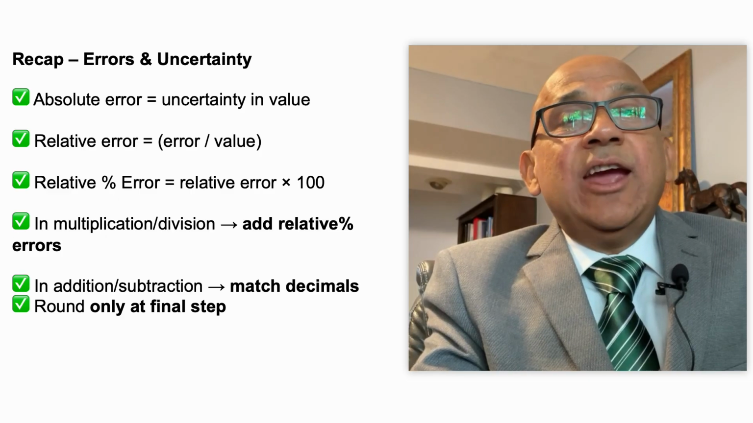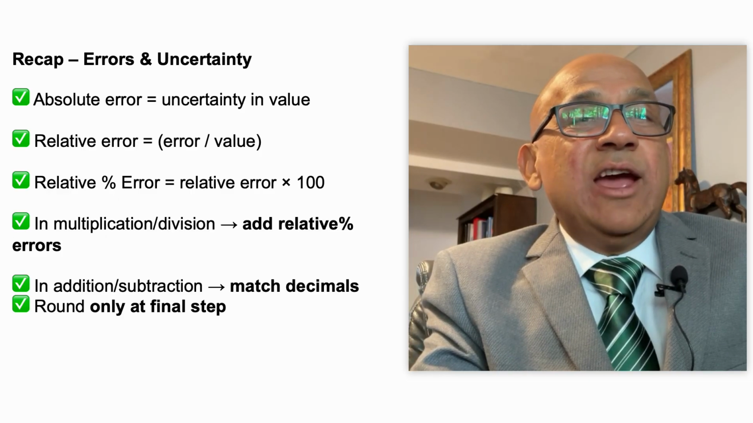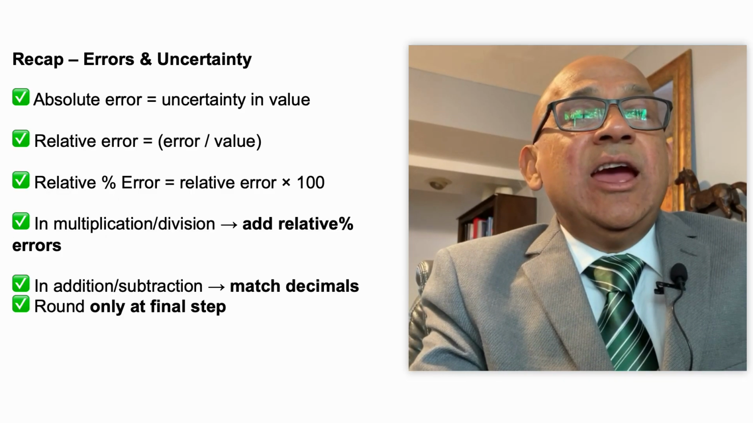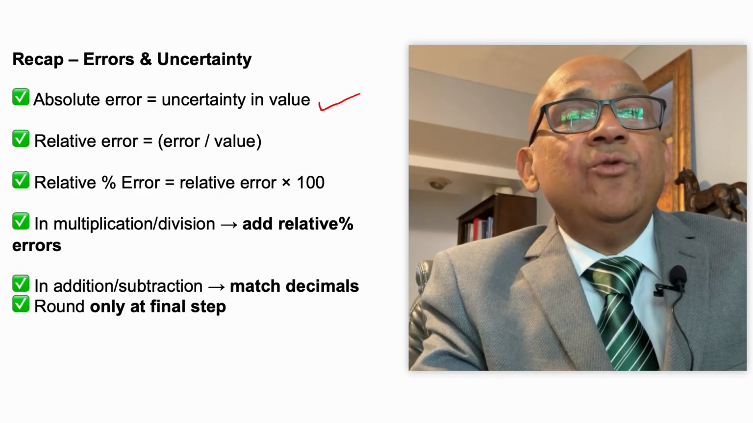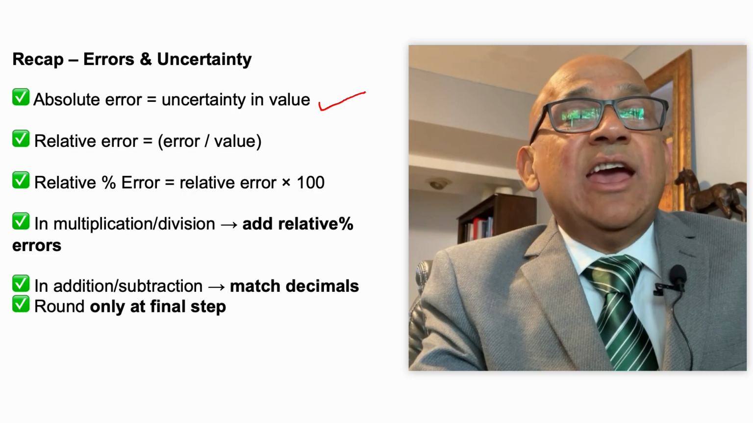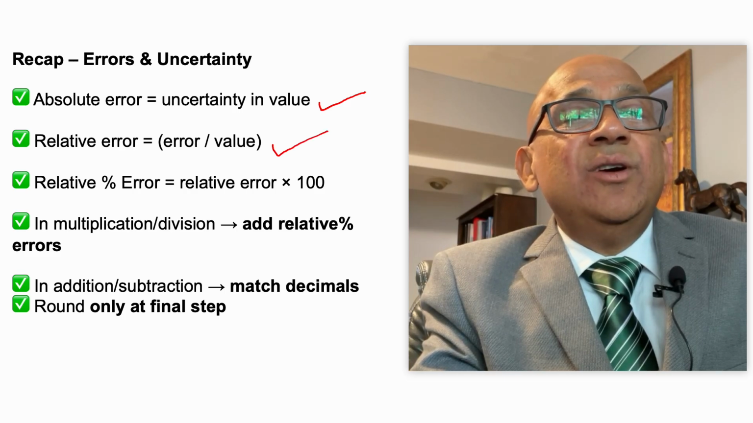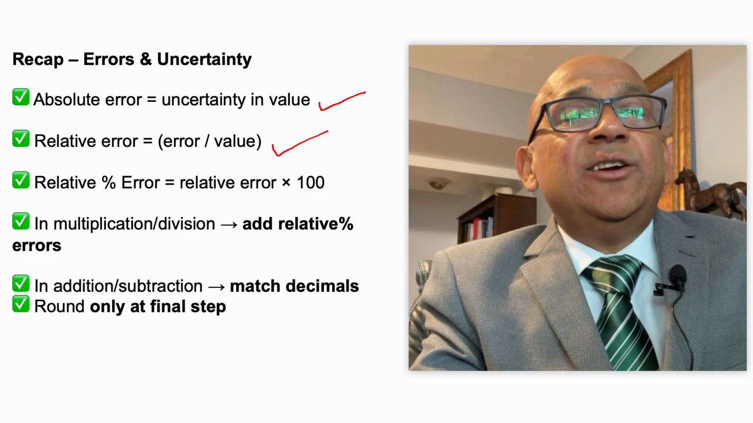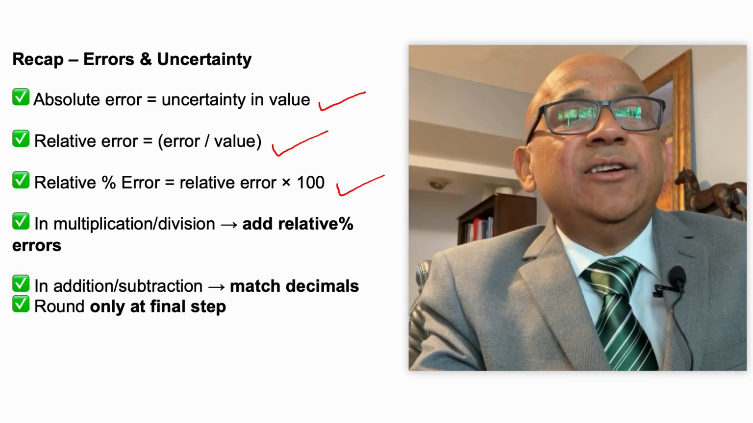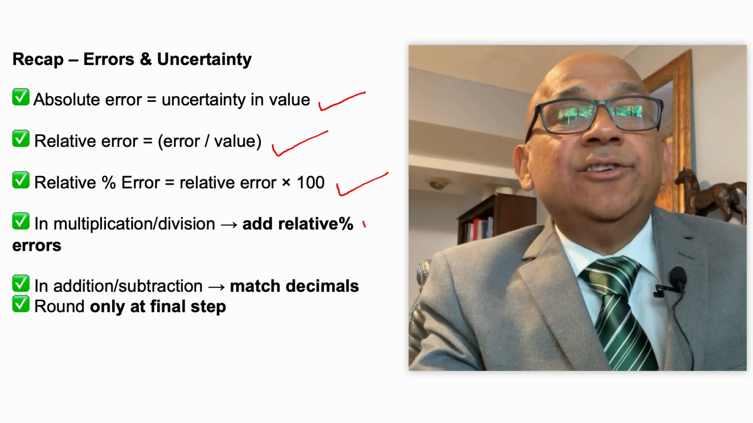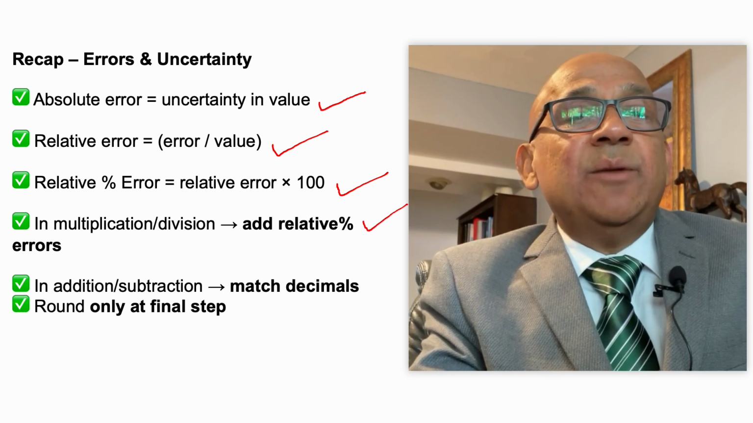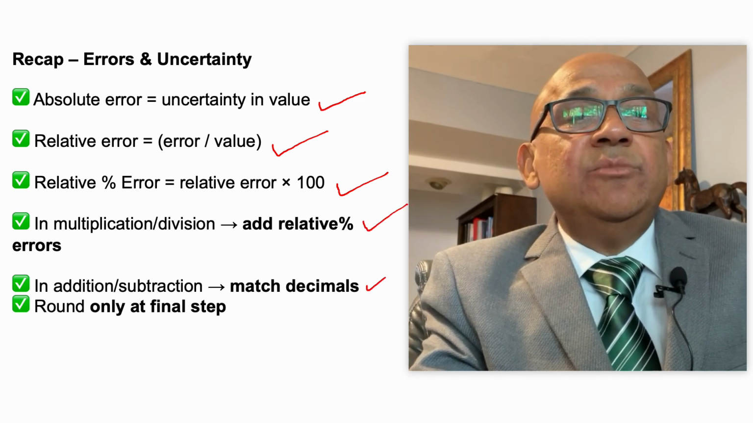So now just to recap about errors and uncertainty. Absolute error means the uncertainty in the value. Relative error means error divided by the value. Relative percentage error means relative error times 100. In multiplication and division, add relative errors, and in addition and subtraction, match decimals.